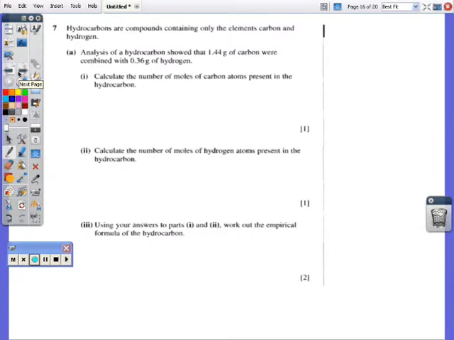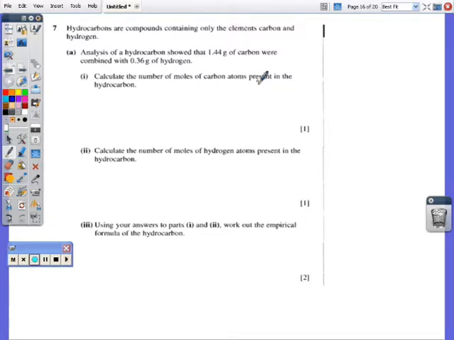Okay, this one here is an examination question. So it asks us to first of all calculate the number of moles of carbon atoms present. So again, you can pause this and come back and I will do the question. So if you pause now, I will work through it, and when you hit play again, the answer should unveil.